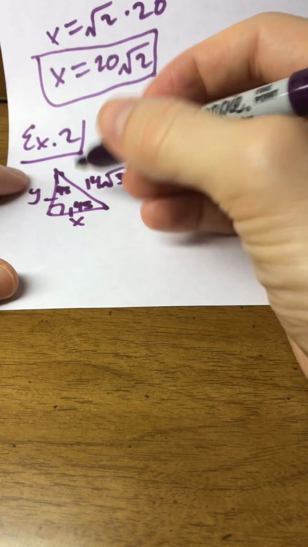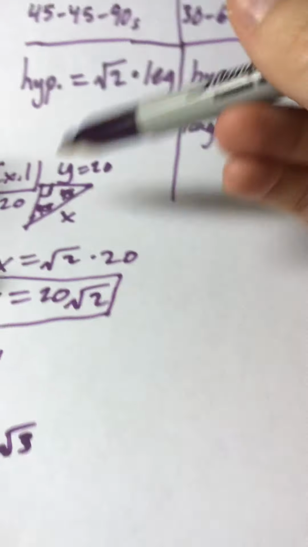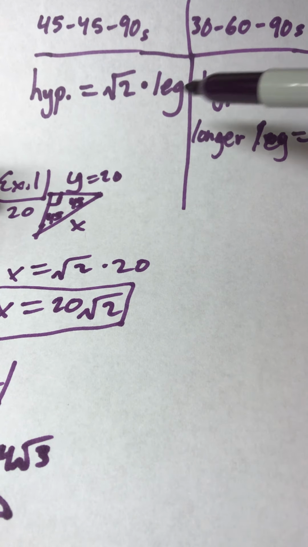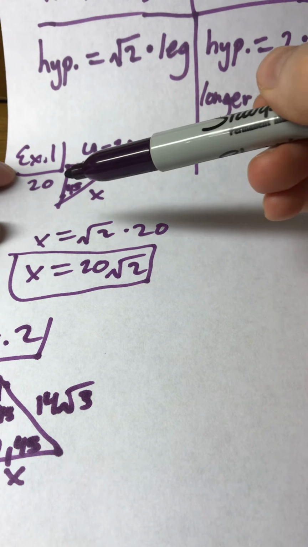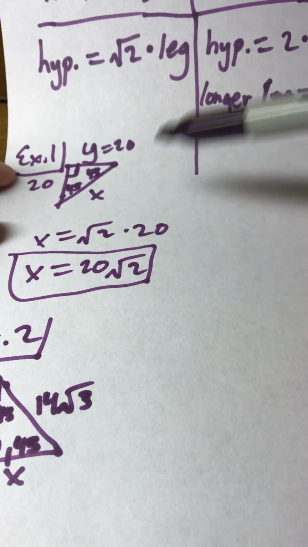Why not? So remember, use that same formula as before. The hypotenuse is root 2 times bigger than the leg. Well, we had to plug x in for the leg here because it was the leg, right? I'm sorry. We had to plug in 20 here for the leg.